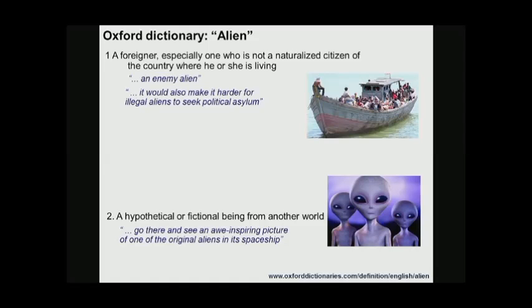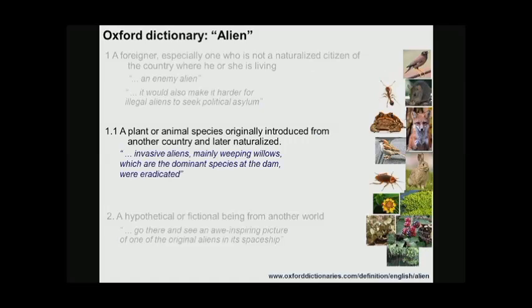There is another variant of the meaning in the Oxford Dictionary, and that is a plant or animal species originally introduced from another country and later naturalised. So we have the example sentence here: invasive aliens, mainly weeping willows, which were the dominant species at the dam, were eradicated. And that encapsulates, I think, our attitudes towards aliens, perhaps.